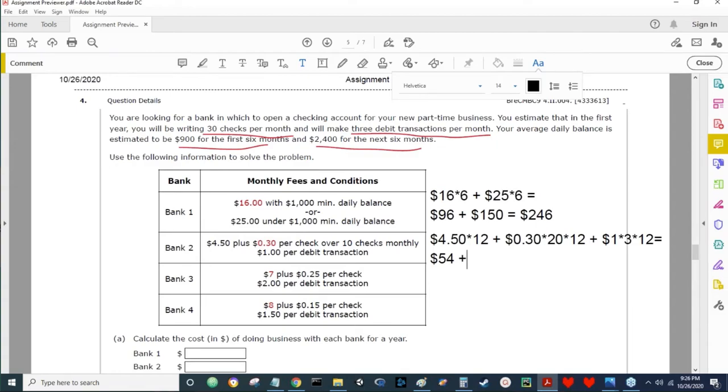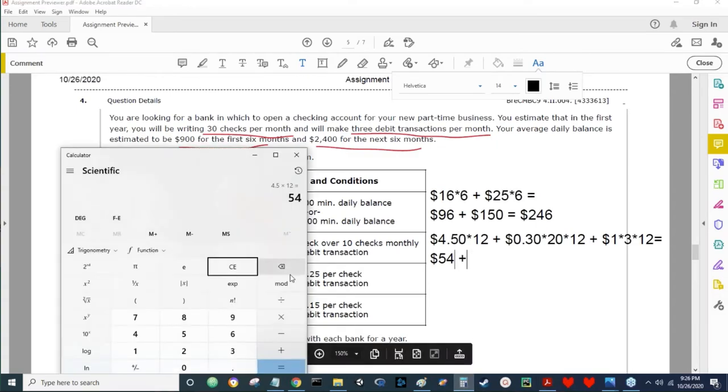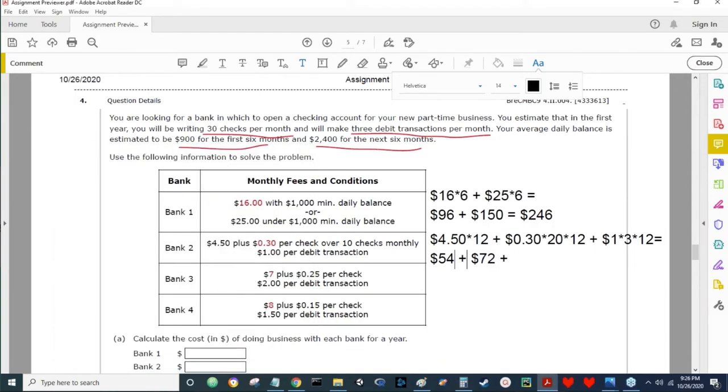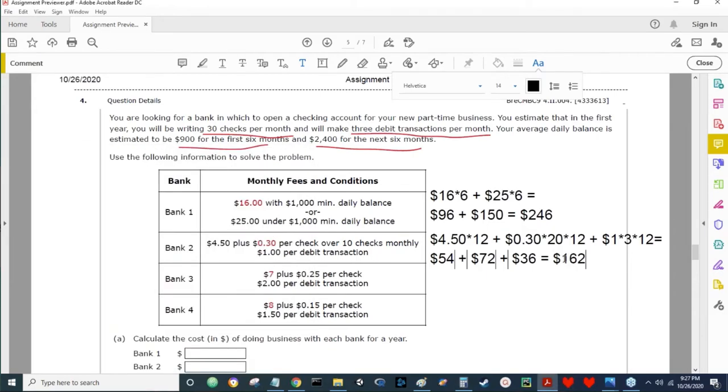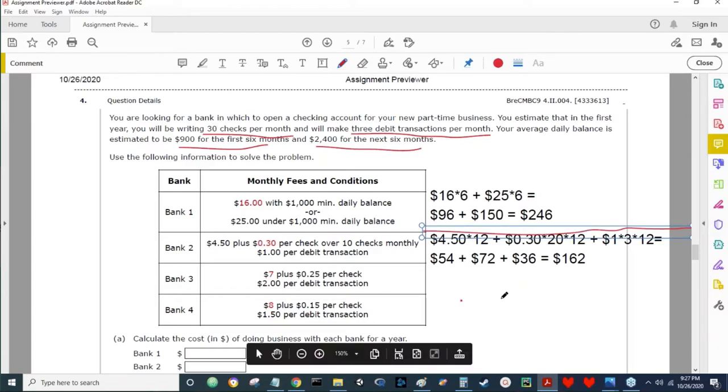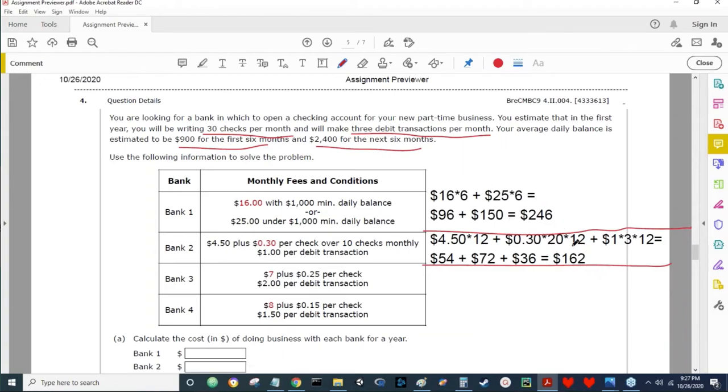So we got all the subtotals here, $54 plus $72. And then we got 1 times 3 times 12. That's going to be $36. Just did the multiplication in the line above. So we got $162. Okay, so this one's looking better. It's cheaper than the other one. This one's $162 a year. This one's $246 a year.